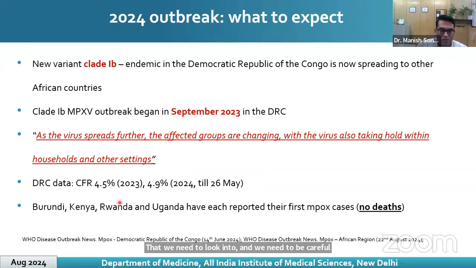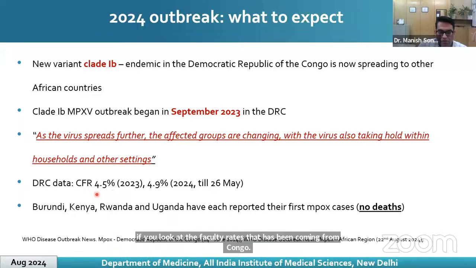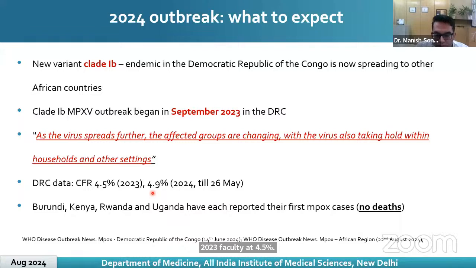So if you look at the case fatality rates that has been coming from Congo, 2023 fatality rate 4.5%. First 5 months of this year, fatality rate 4.9%. So these rates are quite high. We have to understand the reason, and there may be local factors also playing a role, like malnutrition, HIV rates, availability of supportive treatment.